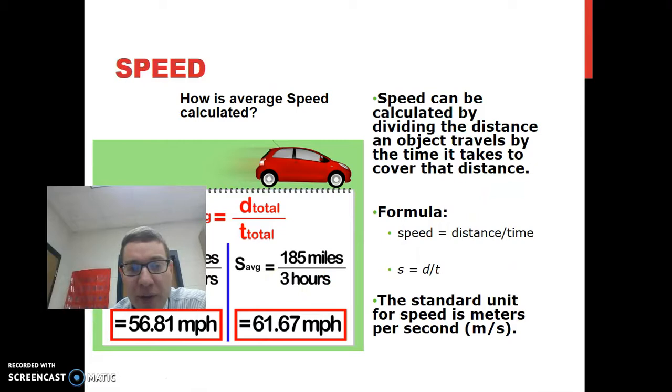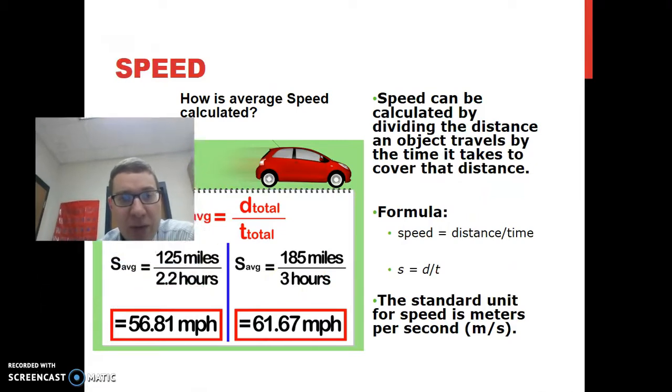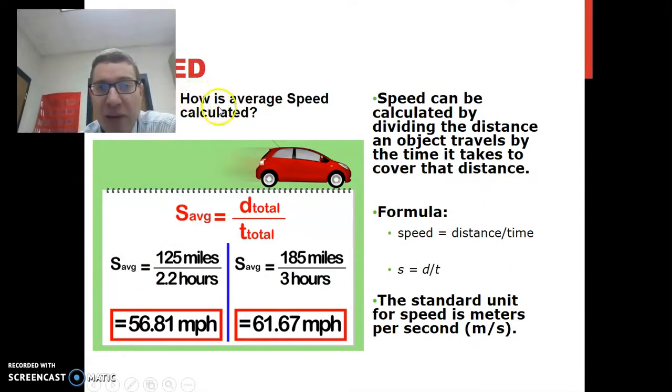So average speed. Here is an example of average speed. So how do we calculate average speed? Speed can be calculated by dividing the distance an object travels by the time it takes to cover that distance. So a formula here. Please write these down. This is very important. Speed equals distance divided by time. So S equals D over T. And the standard unit for speed is meters per second, and it's m/s. Make sure you write each one of these down.